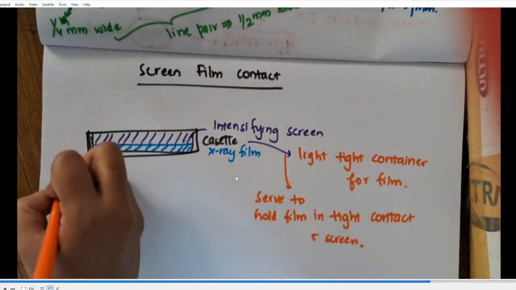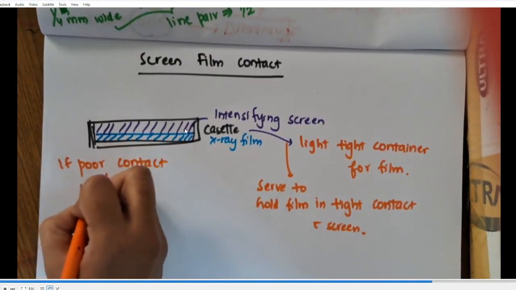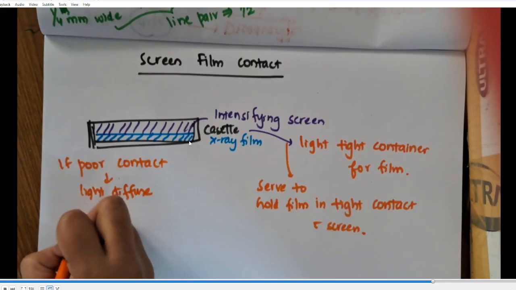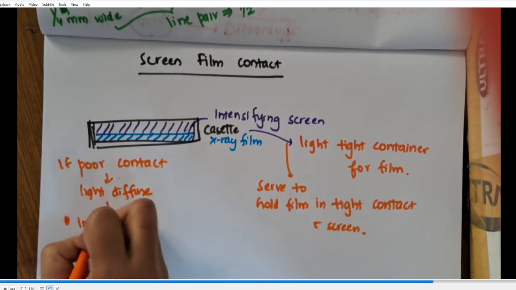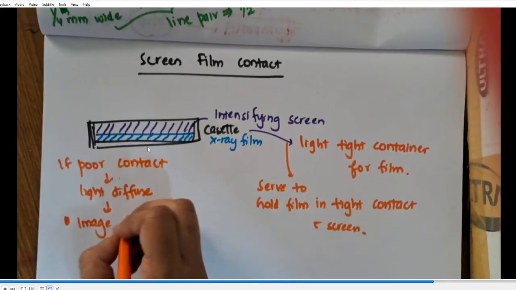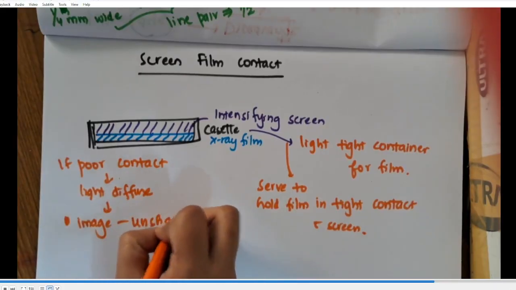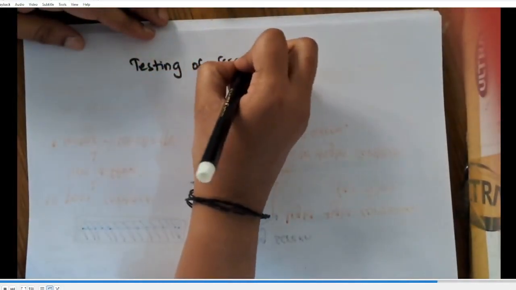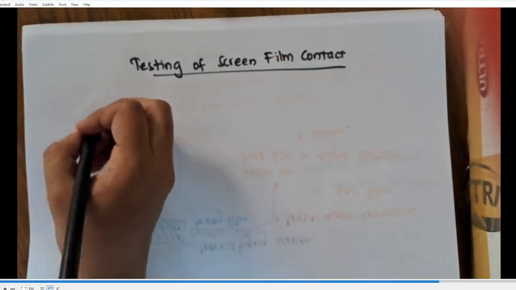So with a good film screen combination, a dot of light which is produced in the screen will be recorded as a comparable dot on the X-ray film. If the contact is poor, the light dot in the screen will diffuse before it reaches the film, so the radiological image becomes unsharp.